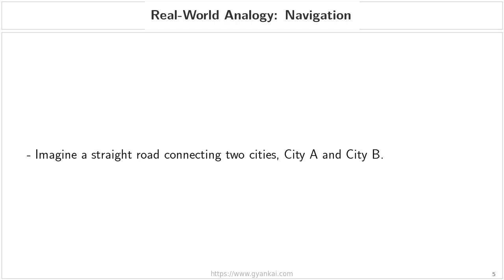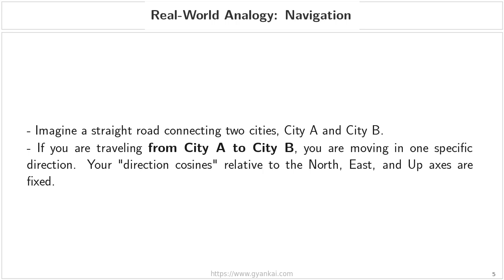Now, to help you visualize this concept of direction and ambiguity, let's step away from the coordinate axes for a moment and look at a real-world analogy involving navigation. Imagine a straight road that connects two different cities. Let's call them City A and City B. If you are driving on this road specifically from City A towards City B, you are moving in one very specific, fixed direction. If we were to measure your movement relative to north, east, and up, your direction cosines would be fixed to a specific set of values.